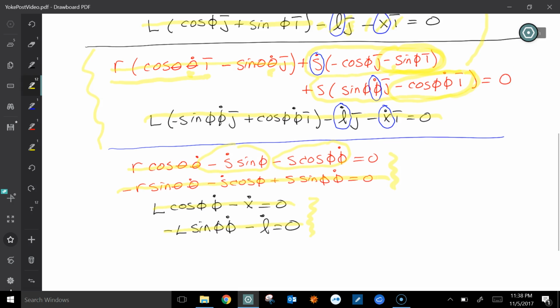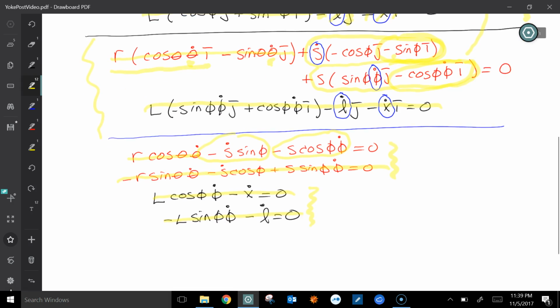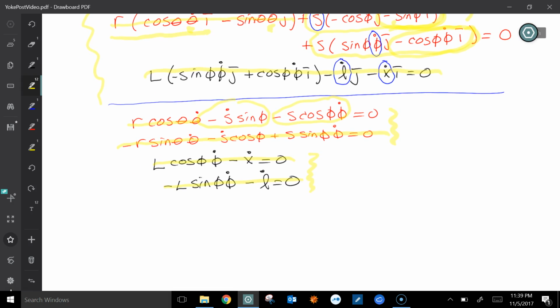If you want the undotted terms, you go back to the undotted equations, these guys, and you'll pull off the i's equal to 0, the j's equal to 0. So here you'll get 4 equations, and there will be 4 undotted terms that you would then solve for. That would be S, phi, L, and X. So whenever you need the undotted ones, you solve undotted equations. When you want the dotted terms, you solve for the single dot equations for the dots.